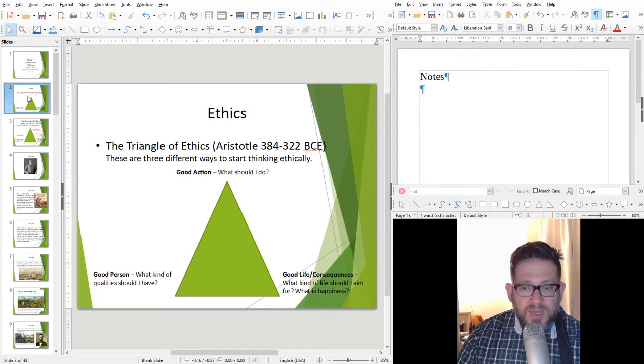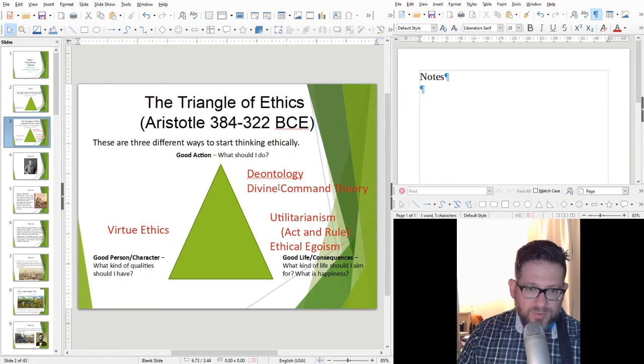So here we have the triangle of ethics, which we get from Aristotle, and we remember that there's three angles here, and depending on where you start, what you make the foundation, what you prioritize in your principles, you're going to have a different ethical theory. So if you prioritize action, then you start with a deontology, and we've studied divine command theory so far. If you start with the consequences, the goals, the end, then what you have is either utilitarianism, and we said there was two kinds, act and rule, or an ethical egoism.